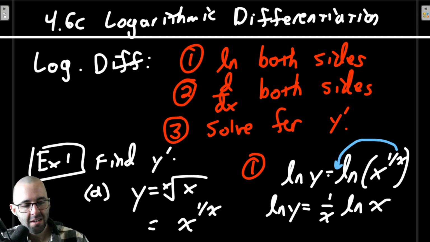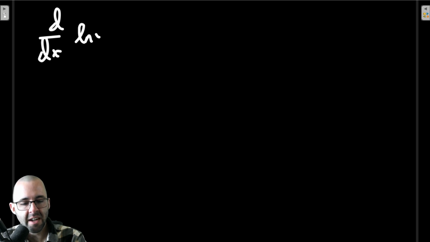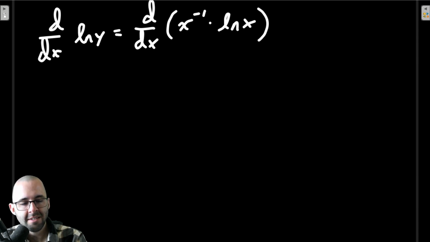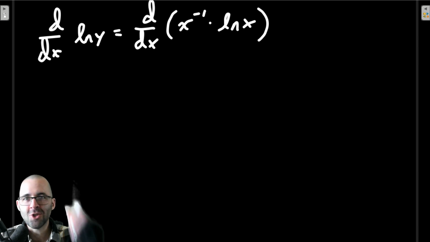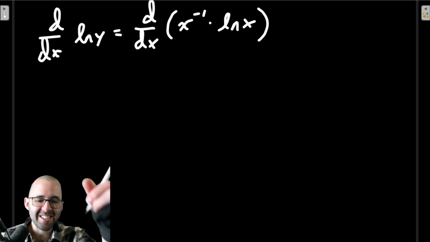All right. So step 2 says d/dx both sides. So what's that going to look like? We're going to have the derivative with respect to x of the left-hand side, which is the natural log of y, equals the derivative with respect to x of the right-hand side, which we can write as, it was 1 over x, but we can write that as x to the negative first power, times the natural log of x. Wait a minute, Jason. This is 3.3. This is implicit differentiation. Or is that 3.2? This is chapter 3, implicit differentiation.